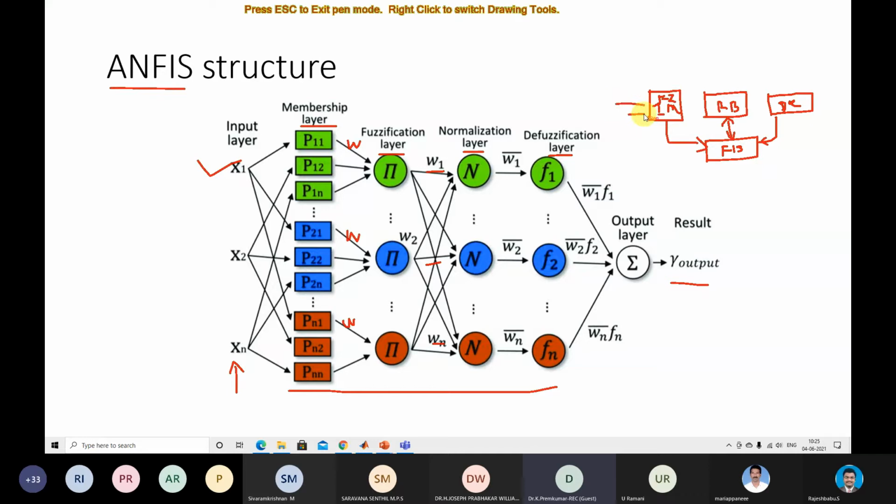So if we receive some inputs, it will deliver some output according to the fuzzy inference system rule base created inside the fuzzy logic system. Okay.